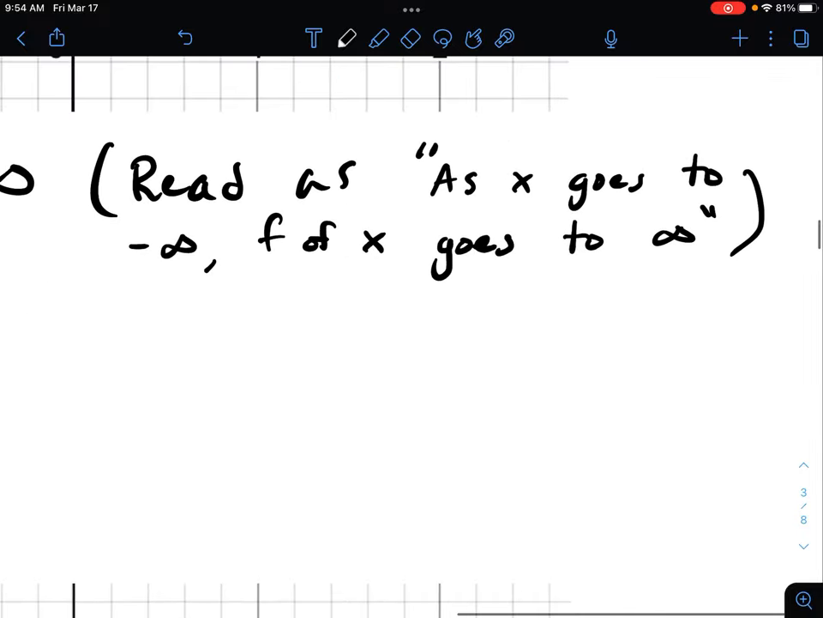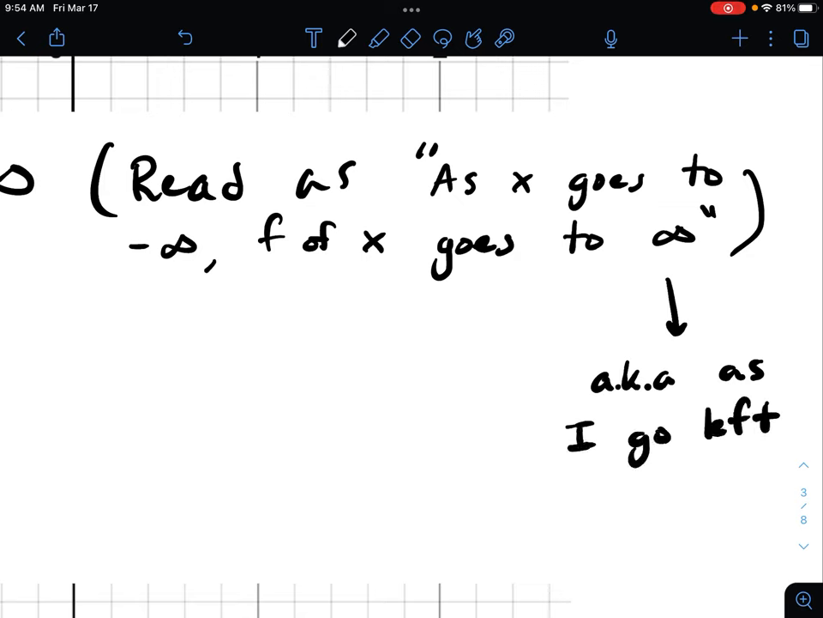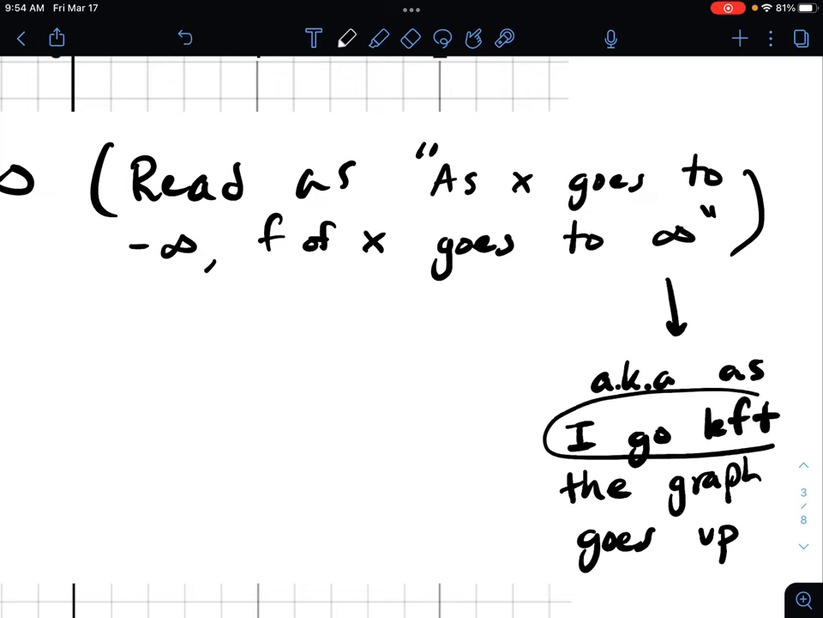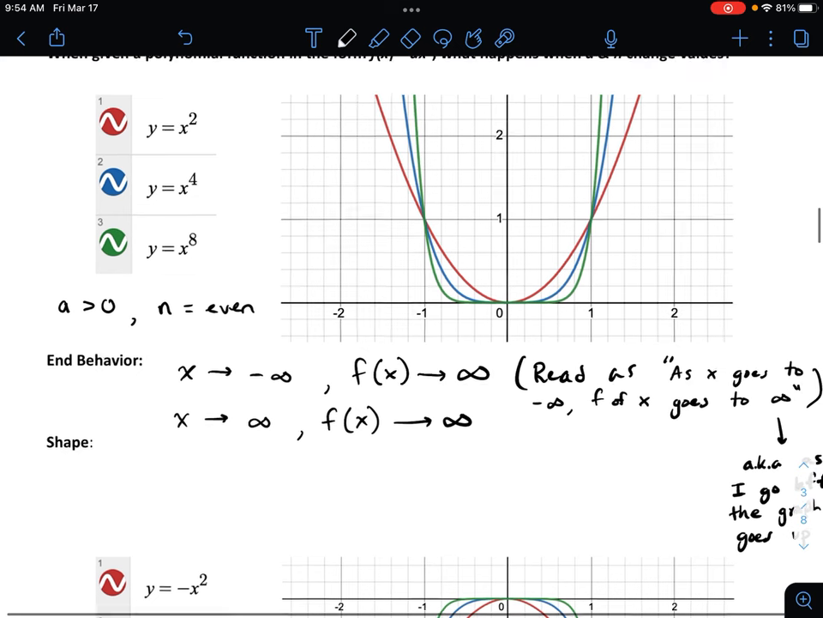Now, another way to think about this, if we want to use some basic terms: as I go left, negative infinity for the x values is to the left, the graph goes up, right? My y values would go to positive infinity. So that's another way to think of it in simple terms. As I go left, the graph goes up. So as x goes to negative infinity, f of x goes to positive infinity. That's just a simple way to think about it. All right, so that would be my end behavior.